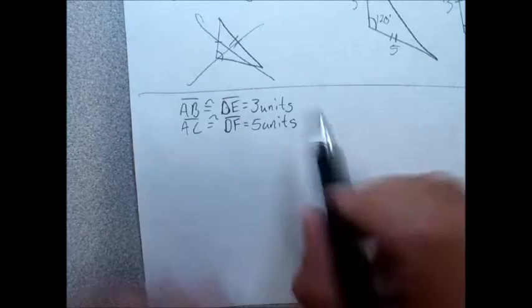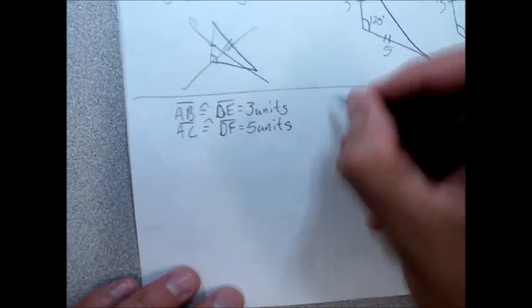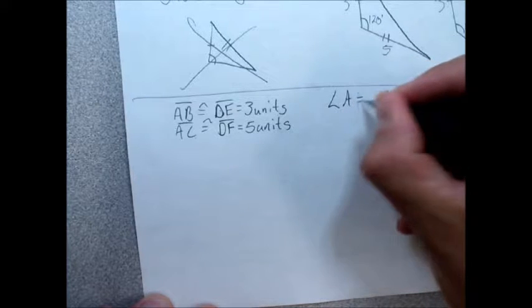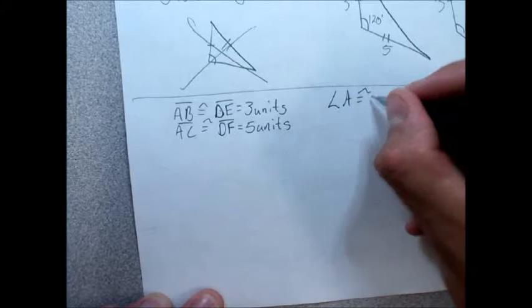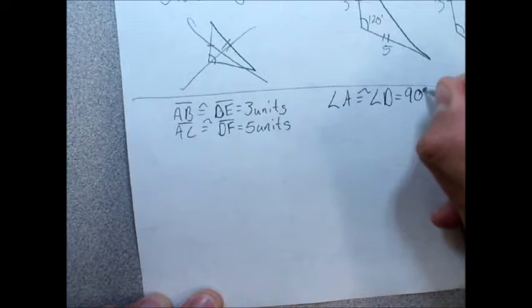Okay, so I can tell these by just looking at them, right? So I already have a side and a side, and I also said the angle A was congruent to angle D, and that they were both equal to 90 degrees.